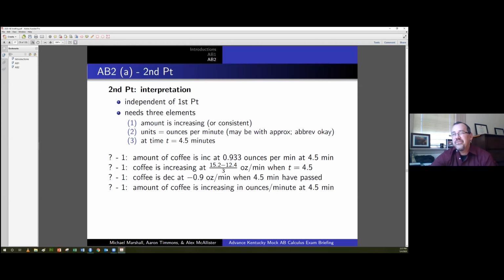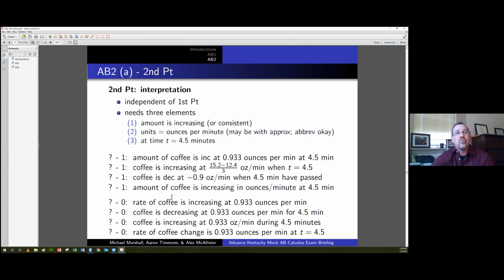When 4.5 minutes have passed, we're going to interpret that as referencing something more instantaneous. And then, for this last one, we're missing the number there. So this is that bit where it's independent at the first point, and will allow the students to still be able to earn that second point.